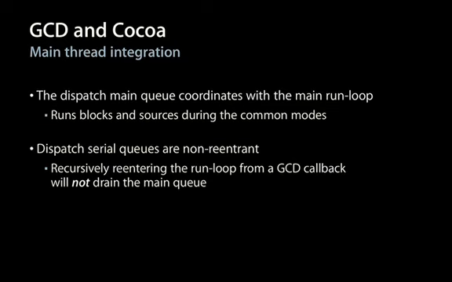Now, all serial queues are FIFO and non-reentrant, and that also means the main queue is non-reentrant. What that means is if you're running the main run loop and then you recursively rerun the main run loop in a sub-mode, that won't continue to drain blocks from GCD if you're already in a GCD block. In other words, if you're in a block and recursively rerunning the CF run loop or the NS run loop, we're not going to pull any more GCD blocks off because the current GCD block hasn't finished yet. So it really only goes that one layer deep. It's not recursive.